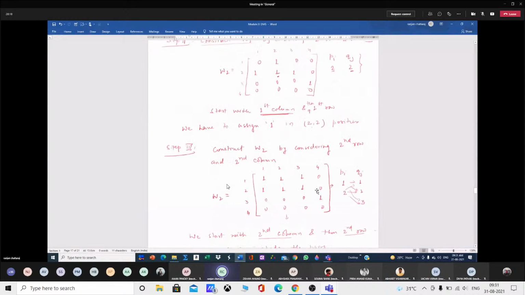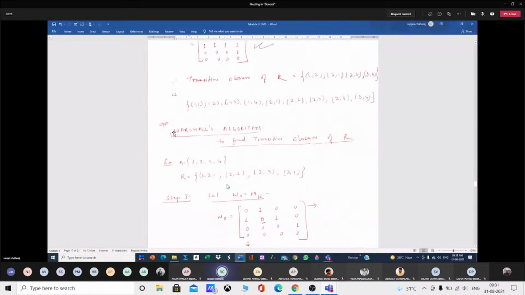So you see, Warshall's algorithm is an algorithm to find the transitive closure. In the previous class also we found transitive closures. Suppose this is the relation R. We are going to solve the same problem here. So R is the relation, but it is not transitive.